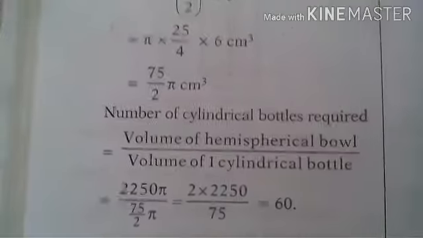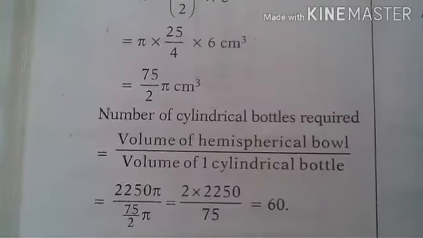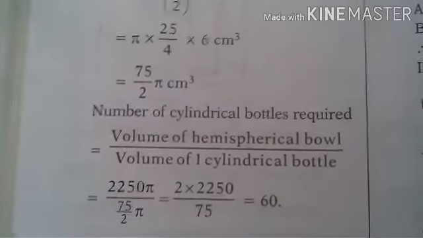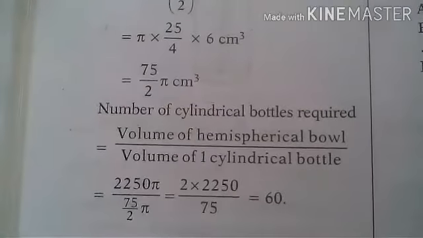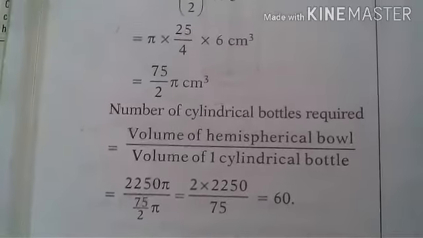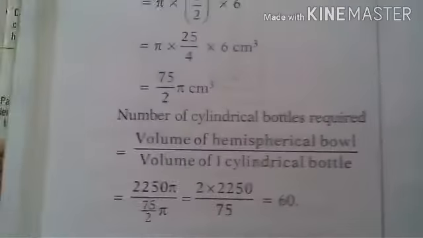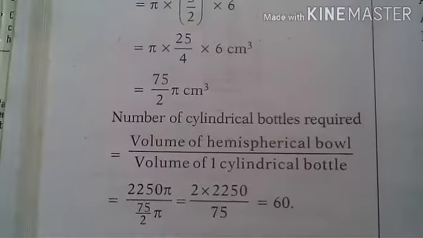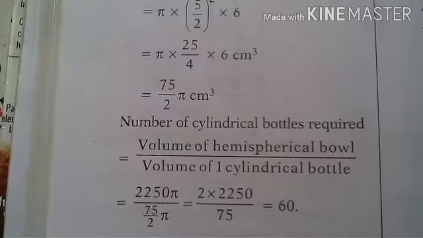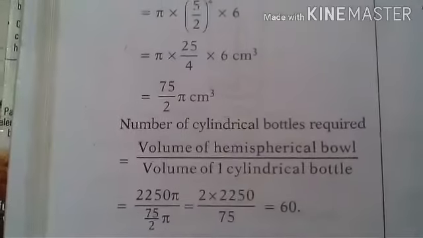So now substituting the values, we will get 75 by 2 pi centimeter cube. Now the number of cylindrical bottles required is equal to volume of hemispherical bowl by volume of one cylindrical bottle. Pi gets cancelled. 2 multiplied by reciprocal, we will get the numerical value. 75 cancels 30 times 2 into 30, 60.